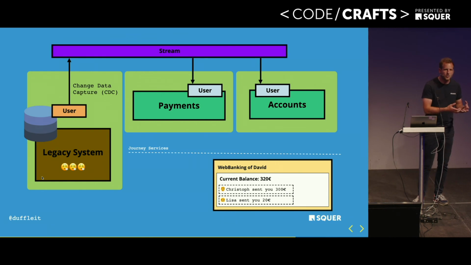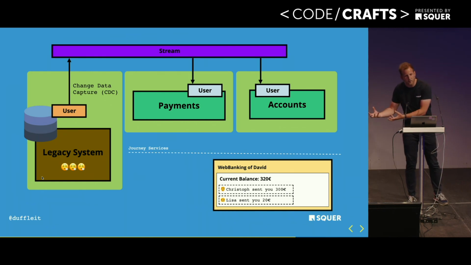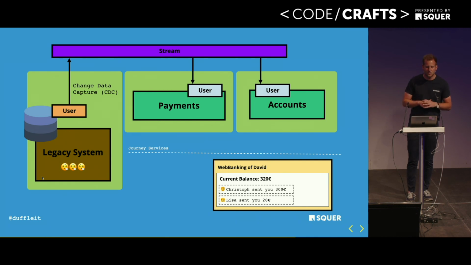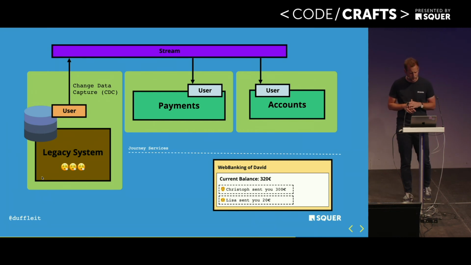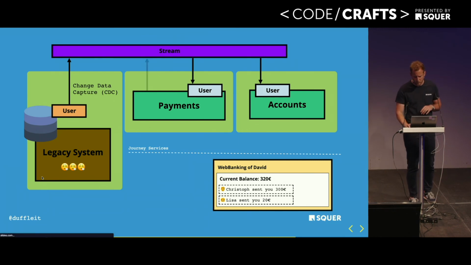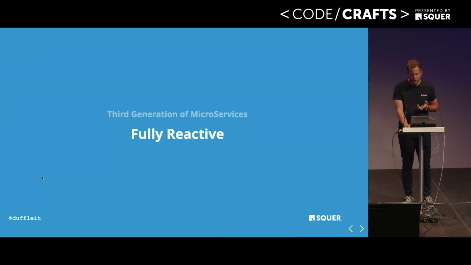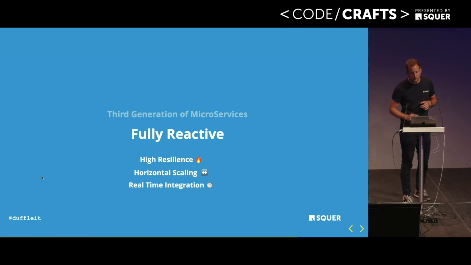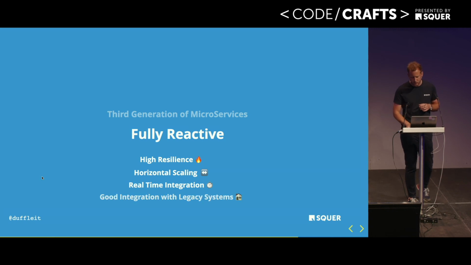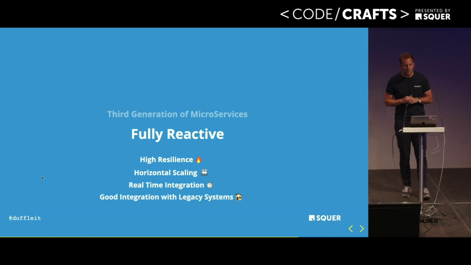And if our legacy system doesn't work for whatever reason, we can still have a resilient system beside this legacy system, right? And we kind of have this decoupled integration, which usually is a good tool, not the only tool, but a very important tool, at least for us, when it comes to monolith decomposition. And you can, of course, also do this in another direction, and so on and so forth. And that's what I usually tend to call the third generation of microservices. We are fully reactive, so we are highly resilient. We support horizontal scaling, we support real-time integration, and we have good integration with legacy systems. So it seems to be a match made in heaven.